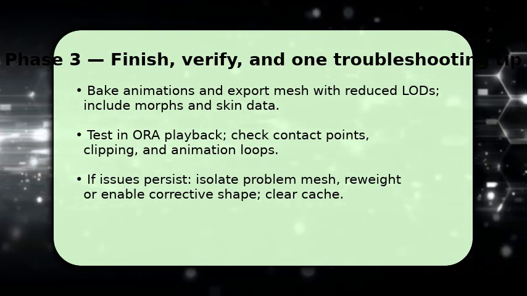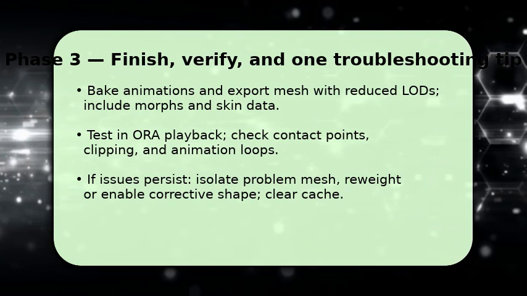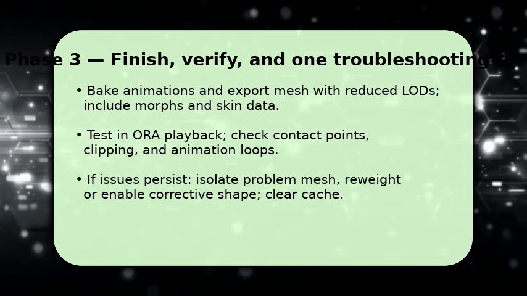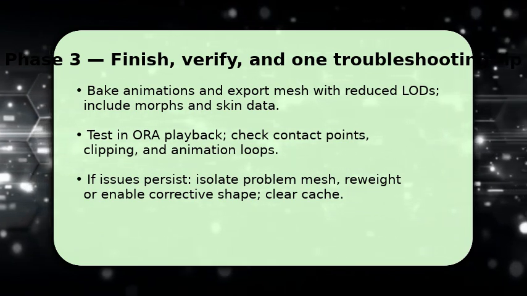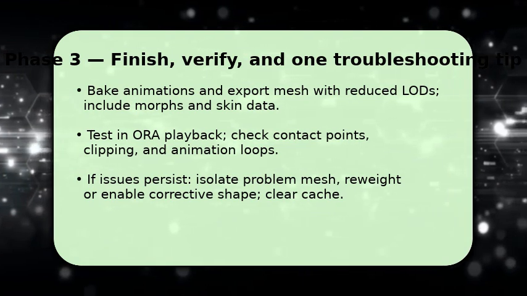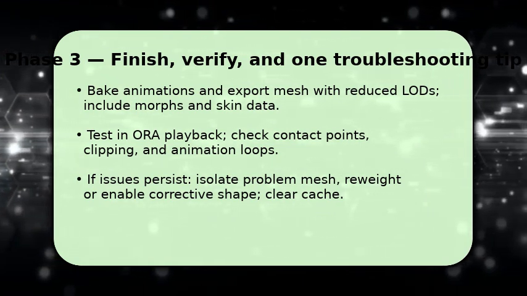Run the sequence end to end. If things go wrong, isolate the problematic mesh region and reweight or add a corrective shape, then clear the cache and reload the scene. Finally, make small export tweaks and retest until the dance moves look natural and run at target performance.